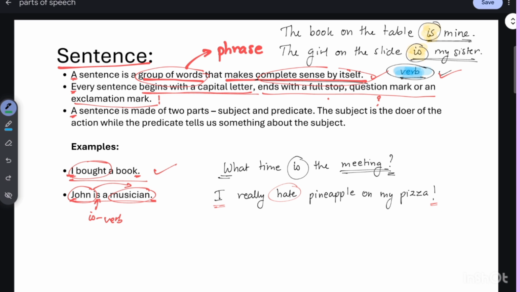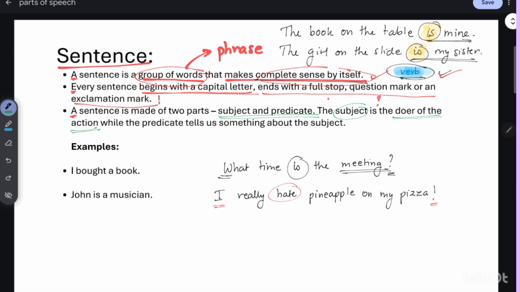So a sentence in English has two parts, a subject and a predicate. Okay, what is the subject? Subject is the doer or the main topic of the sentence. Doer of the action or the main topic of the sentence. Let us take the examples again.